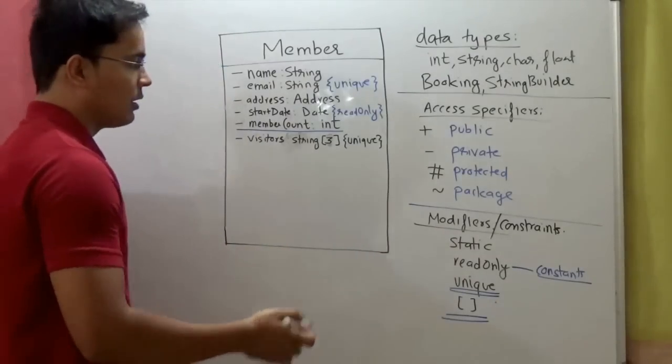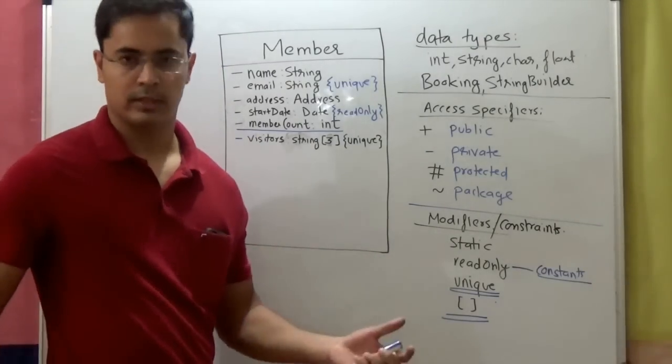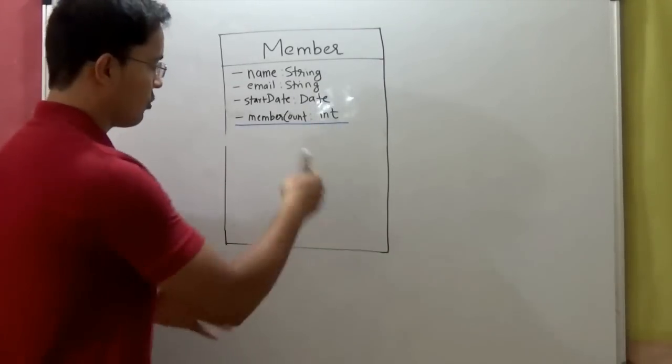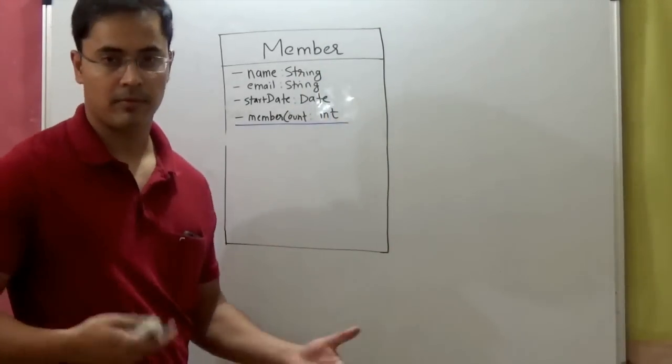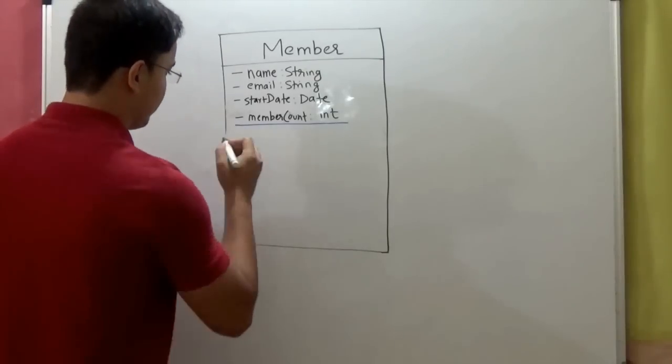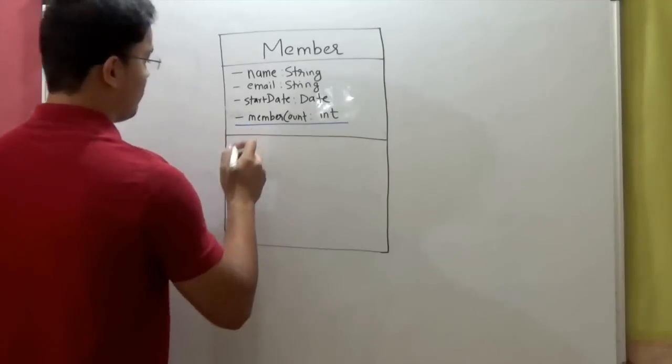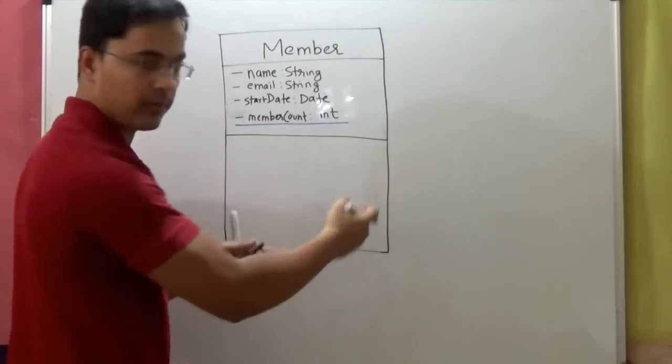Let's now learn how to denote member functions inside a class diagram. I've removed certain data members in order to make some space for my member functions. I'll draw a boundary. So this is our boundary between data members and member functions.